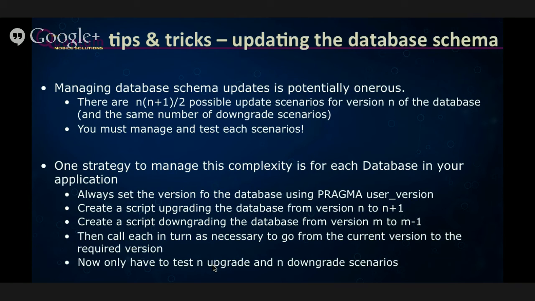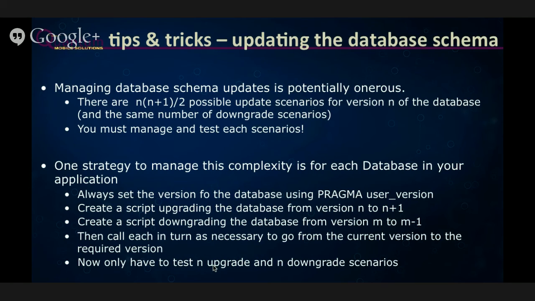So I've got a strategy that I'm just going to suggest to you for managing that complexity. First of all, you can always set the version of the database using the pragma. Every time you change the database to a particular version of your app, you increase the version of the database. Then create a script for upgrading the database as part of your initialization, when your app first runs.